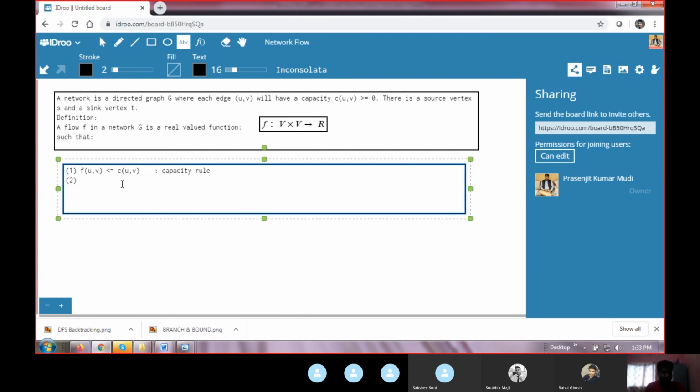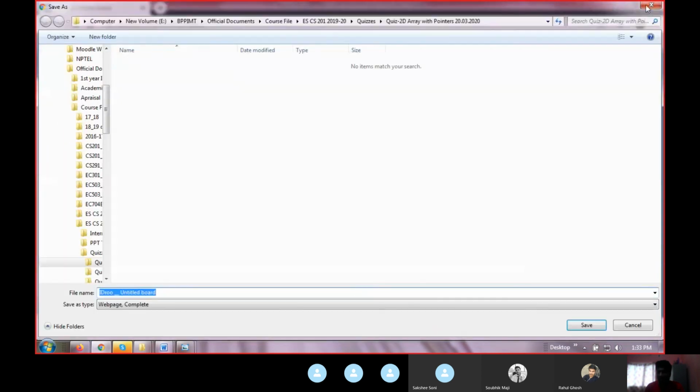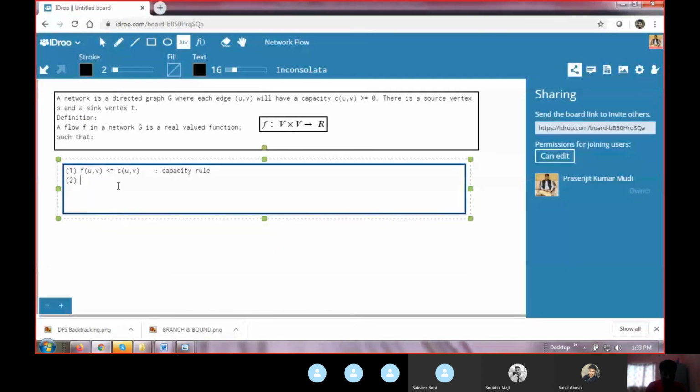So whatever be the capacity, the flow can't exceed that capacity. Next, f of u comma v is equal to minus f of v comma u. I will shortly come to one illustration. This is known as the skew property, the skew symmetric property.